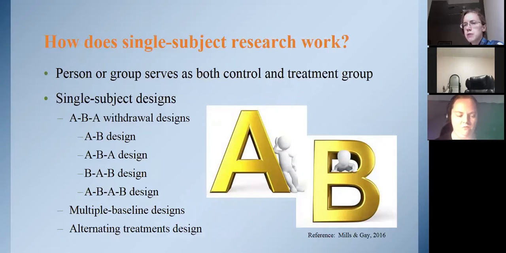So how does single subject research work? As we have already discussed, the control group and the treatment group are one and the same in single subject research. Wasson describes this as a treatment and non-treatment phase, with performance being measured in each phase. There are 3 major methods within the single subject experimental design. The 3 methods are the ABA withdrawal design, the multiple baseline design, and the alternating treatments design. The ABA withdrawal design can be performed in several different ways: the AB design, the ABA design, the BAB design, or the ABAB design.